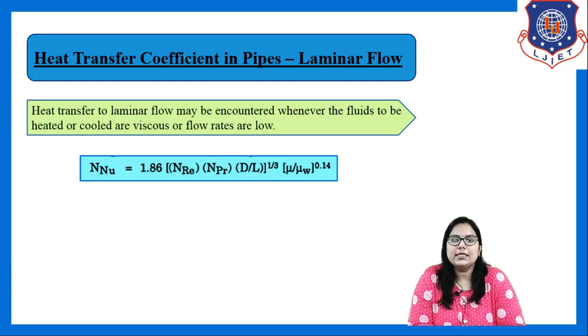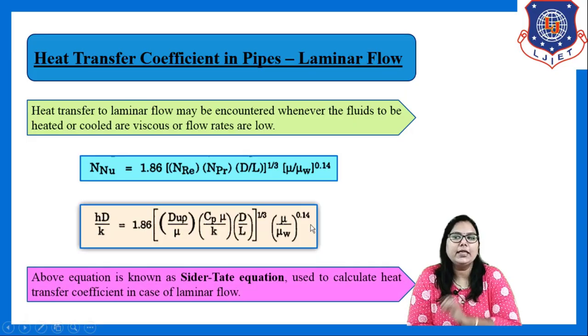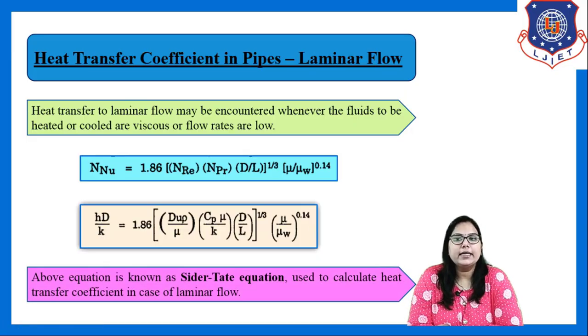This equation can be written with the formulas of the dimensionless numbers. Nu is what? hD by k, which is equal to 1.86. NRe we have written as D u rho by mu, in place of NPr we write Cp mu by k, D by L as it is, whole raised to 1 by 3, mu by mu W raised to 0.14. This equation is known as Sieder-Tate equation, used to calculate heat transfer coefficient in case of laminar flow.